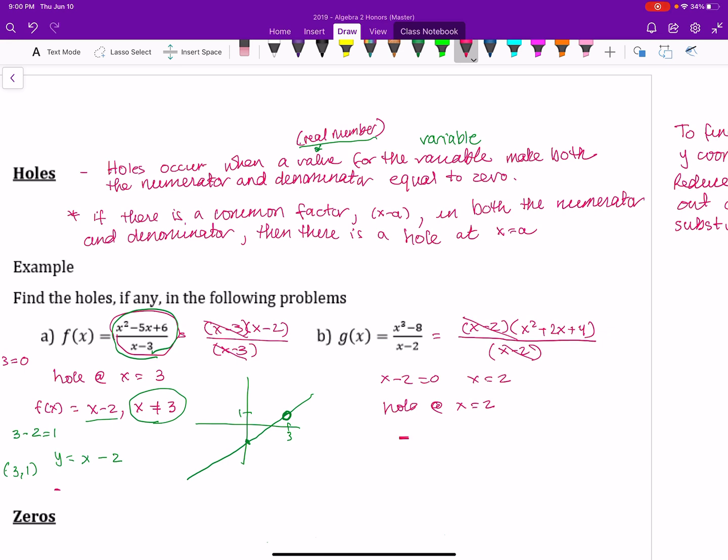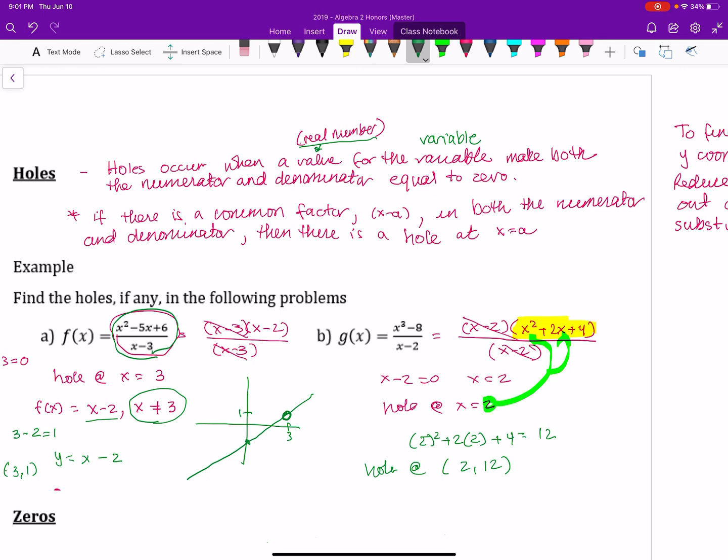So I'm going to have 2 squared plus 2 times 2 plus 4. That's me substituting it in. I meant to highlight it like that. That's just substituting in x is equal to 2 for the x in the reduced version, right? So then we get 4 plus 4 plus 4, which is 12. So then there's going to be a hole at the ordered pair (2, 12) for this.